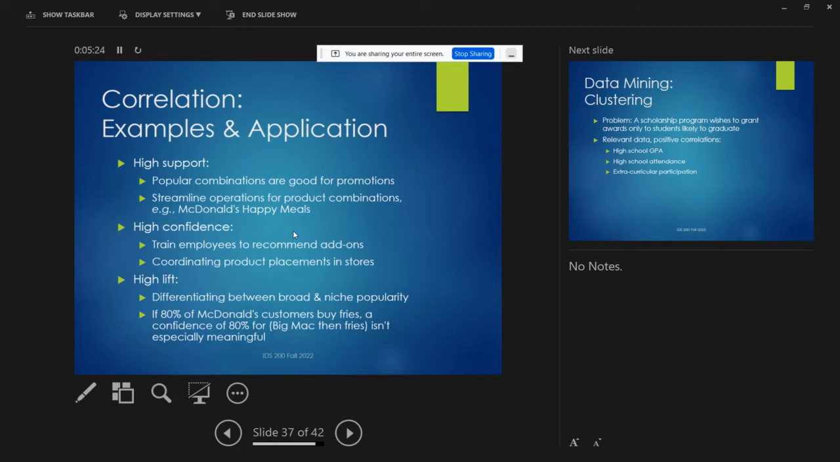Other things, high confidence, right? So remember, confidence is a conditional probability. People who bought this also bought that. So one thing you can do is train your employees to recommend add-ons. So what's a typical add-on you might hear at McDonald's? Like if you go through and you place your order, they don't do it as much as they used to.